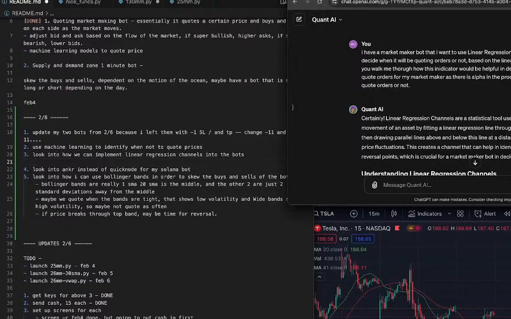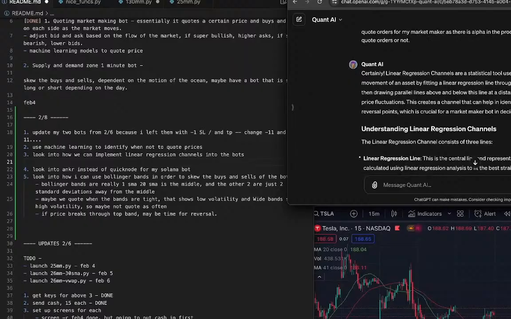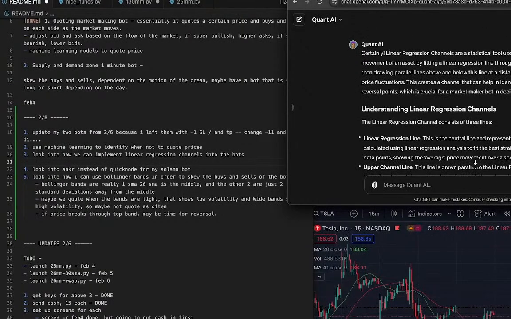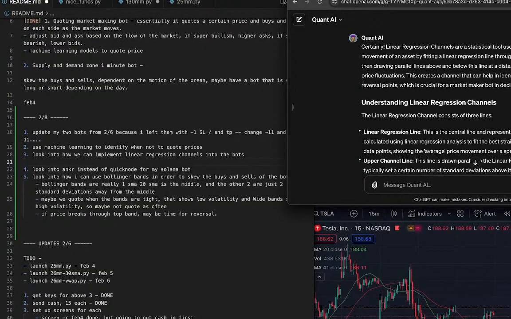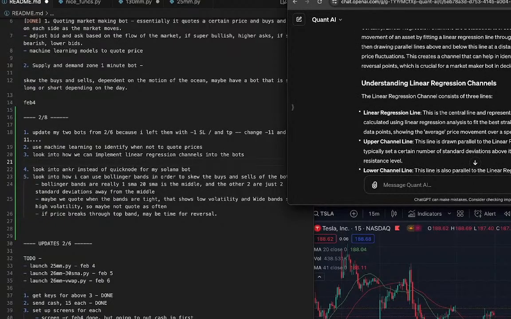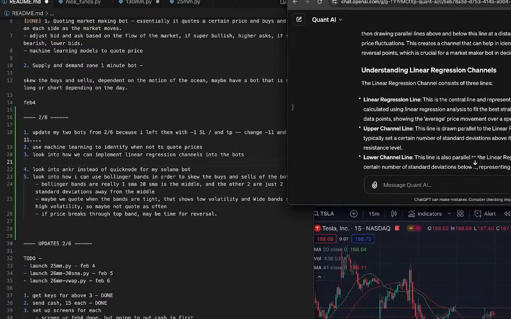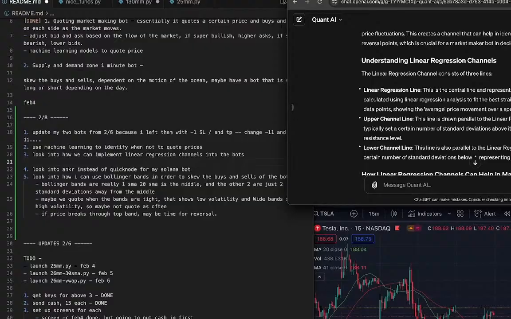today. Certainly, linear regression channels are a statistical tool used to predict the future price movement of an asset by fitting a linear regression line through the price data points and then drawing parallel lines above and below this line at a distance that covers most price fluctuations. This creates a channel that can help in identifying trends and potential reversal points, which is crucial for a market maker bot in deciding when to quote orders.